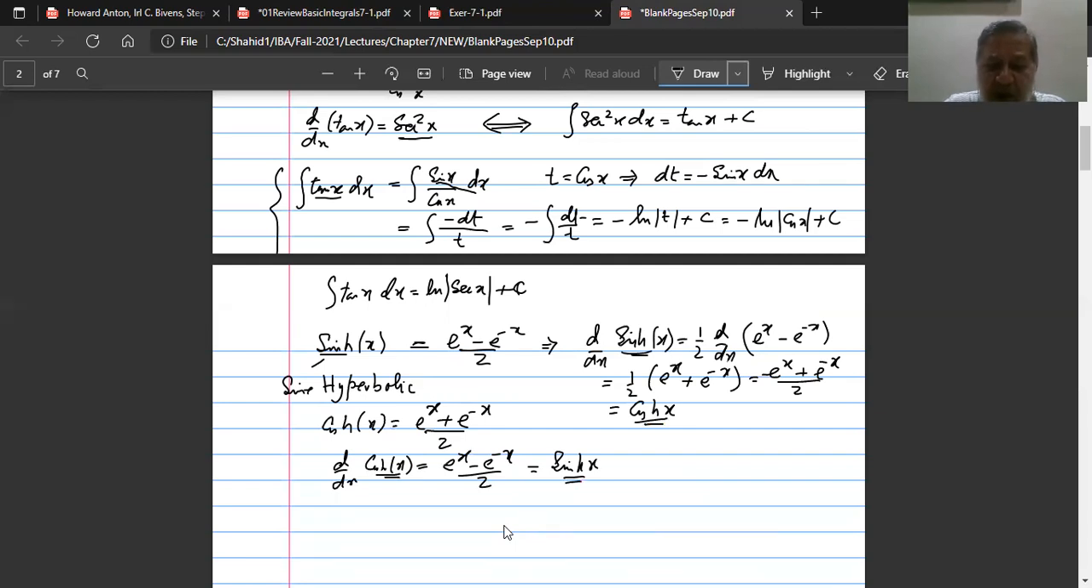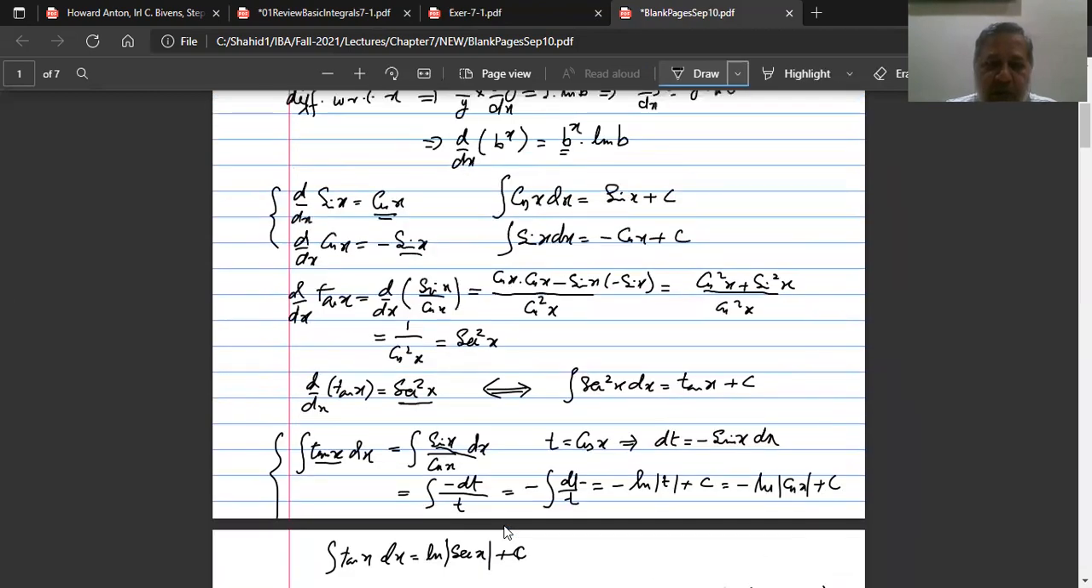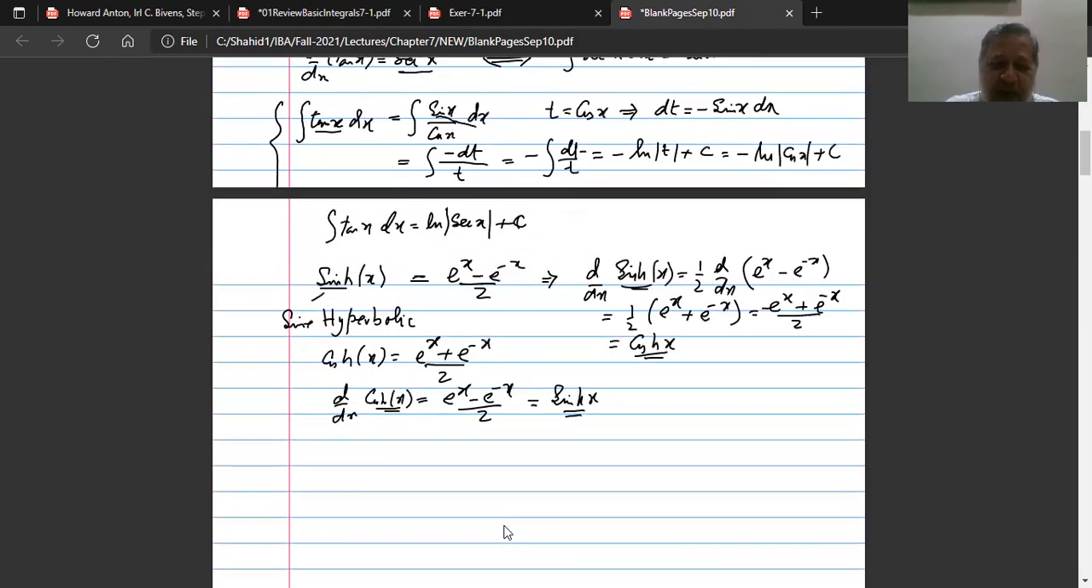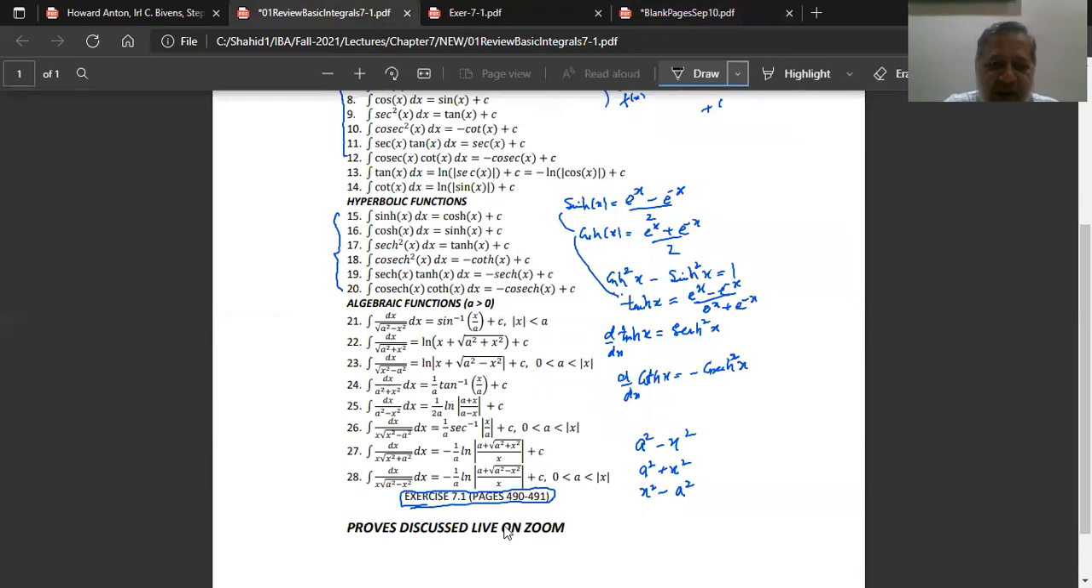And that means, unlike trigonometric functions, where the derivative of sine is cosine and the derivative of cosine is minus sine, that is, there is a change of sign in the derivative of cosine, here the derivative of sin hyperbolic is cos hyperbolic and the derivative of cos hyperbolic is sin hyperbolic. Similarly, the integral of sin hyperbolic will be cos hyperbolic, and the integral of cos hyperbolic will be sin hyperbolic. No change in sign.